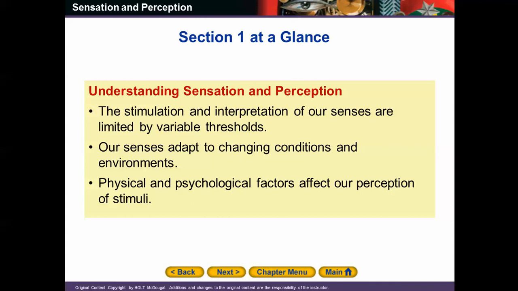Sensation is actually the stimulation and interpretation of our senses, how our brain receives that information, what it does with it, how it perceives it, how it interprets it, and then what we do with it. Our senses adapt to changing conditions and environments, and physical and psychological factors affect our perception of stimuli.